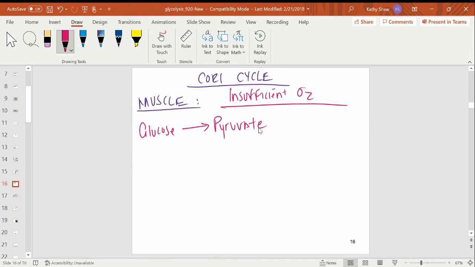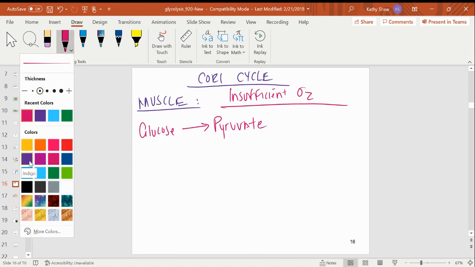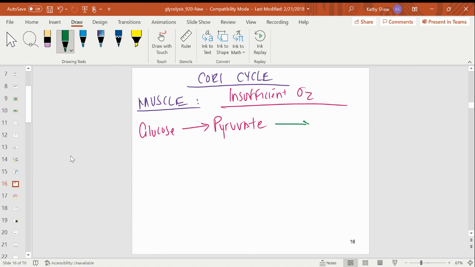So instead, I'm going to go now to lactate. The enzyme that's going to take me there is lactate dehydrogenase. So I'm going to get lactate instead in the muscle. Great. It's not getting me energy. That's kind of not helping me. So what I need to do then with that lactate is I need to send it to the liver.